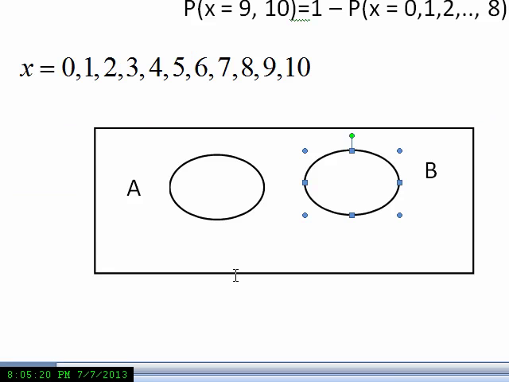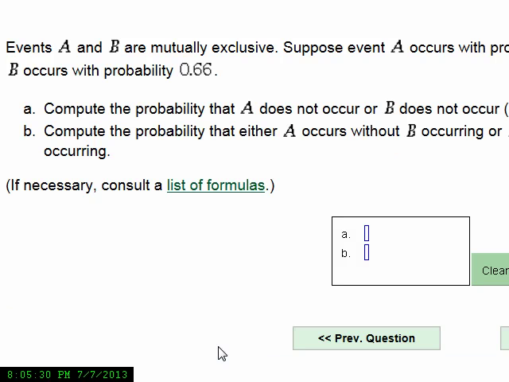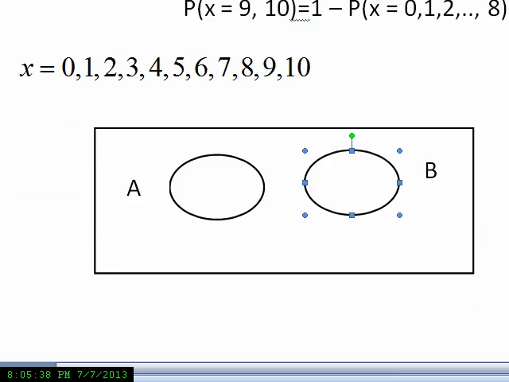Alright, so I've managed to draw a Venn diagram using Word showing A and B. Notice these two sets don't overlap because they're mutually exclusive. And so the first thing they ask us to find in this problem is compute the probability that A does not occur or B does not occur or both. So A does not occur means everything outside of A.